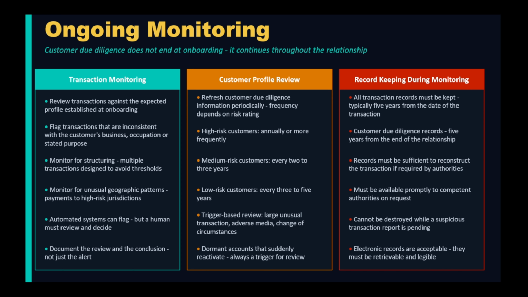Record keeping during monitoring. Transaction records must be kept for a minimum of 5 years from the date of the transaction in most jurisdictions. Customer due diligence records must be kept for 5 years from the end of the customer relationship. Records must be sufficient to reconstruct the transaction if required by authorities and must be available promptly on request. Records cannot be destroyed while a suspicious transaction report is pending or while an investigation is underway.